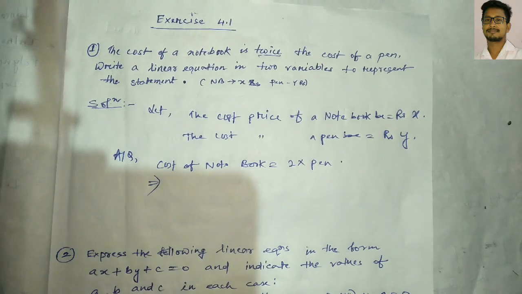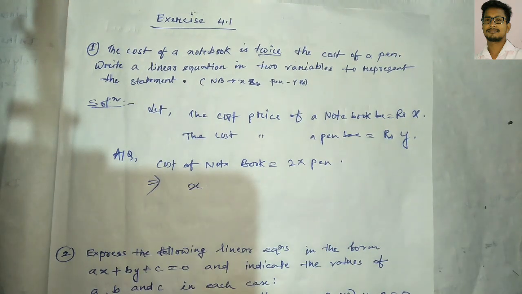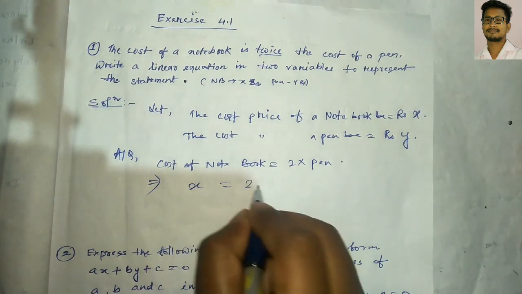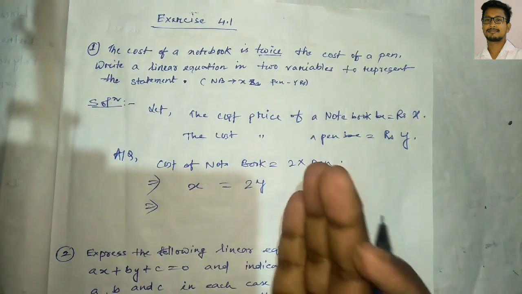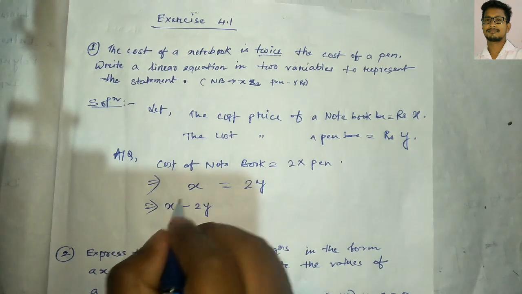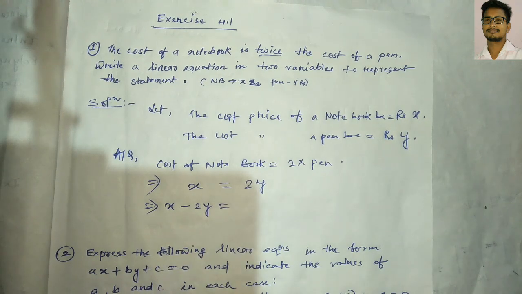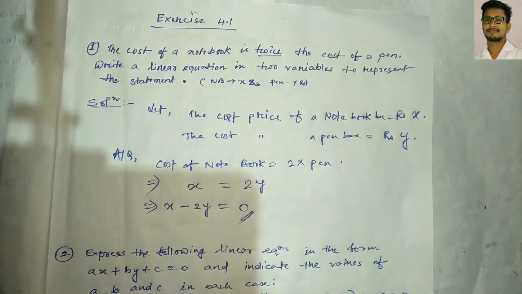Now we just have to substitute the values we have taken. The cost of the notebook is rupees x, so right here x, and on that side 2 into the cost of the pen, which is y. Then we bring that twice to the left hand side. So x minus 2y, and that side remains equal to 0. So this is our linear equation in 2 variables, where the first is x and the second is y. Clear?